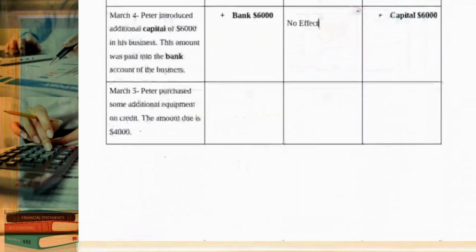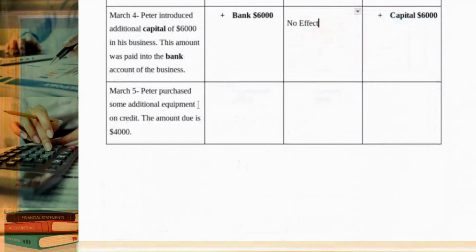Right, so on to the final transaction. So on March 5, Peter purchased some additional equipment on credit. The amount due is $4,000. So the two items affected in this transaction would be equipment and creditor.